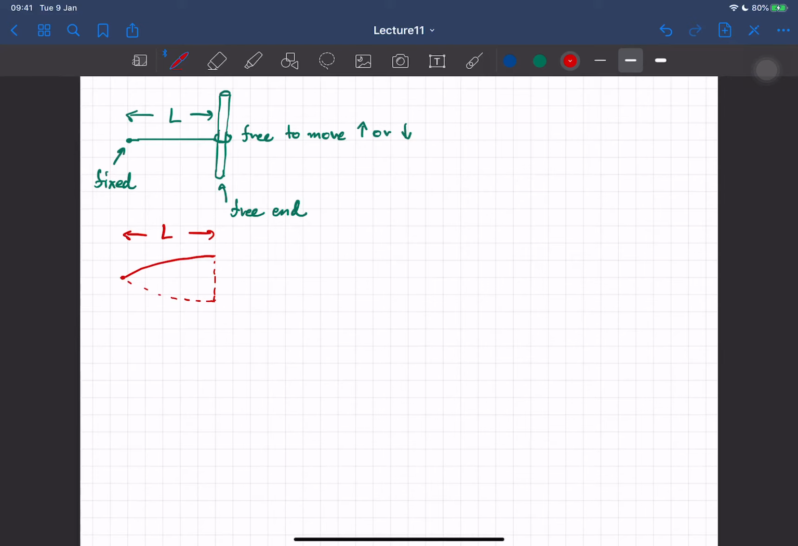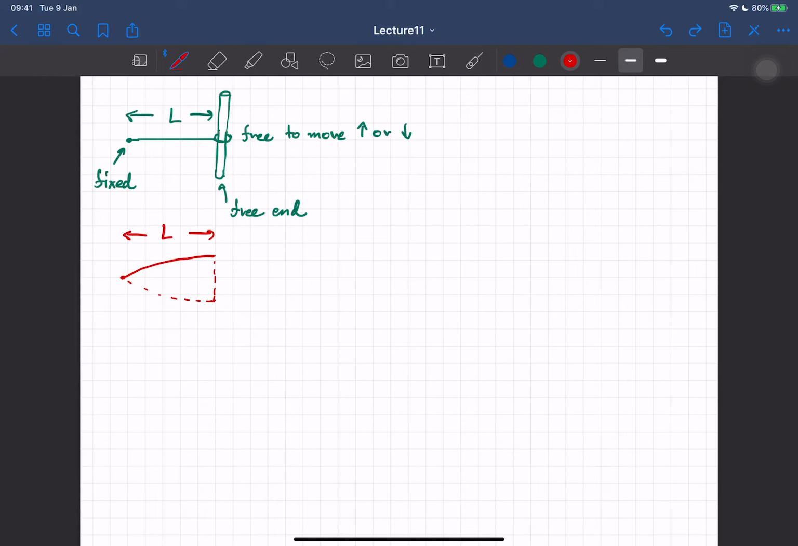So it's going to be something that looks like half of the fundamental mode that we had before, but only half of it. So this is how it looks. As time passes, this will come down and then go down like this. So this end is always still fixed, but the other end is free to go up and down.